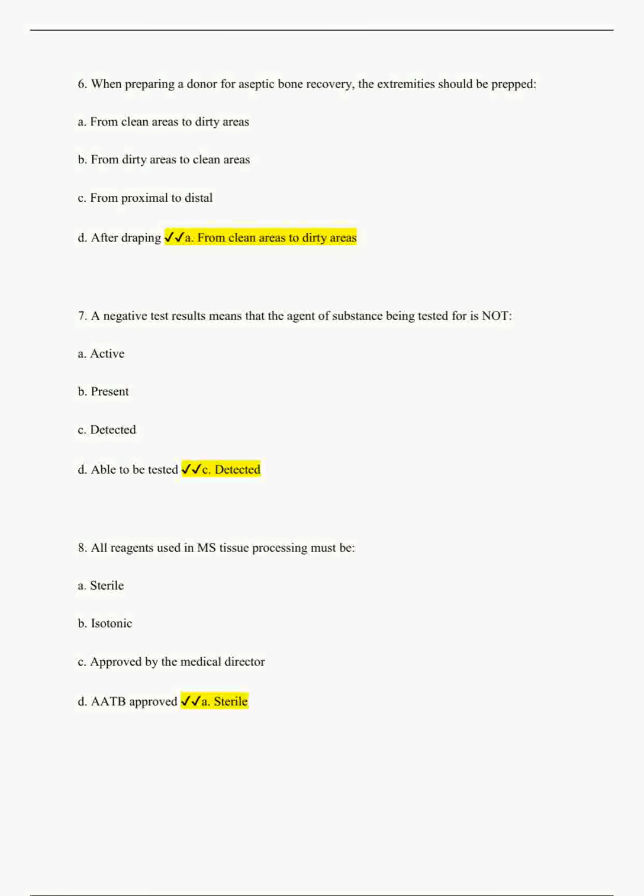7. A negative test result means that the agent or substance being tested for is not: A. Active. B. Present. C. Detected. D. Able to be tested. Answer: C. Detected.